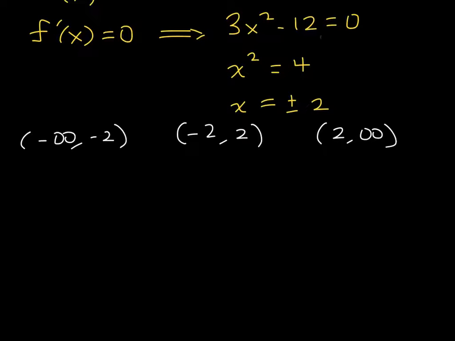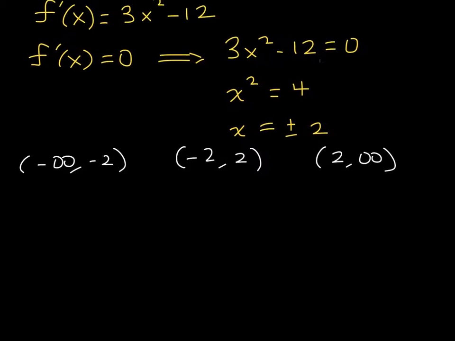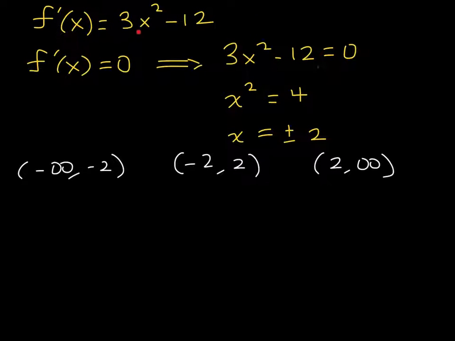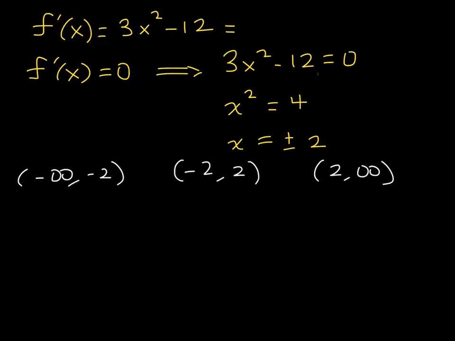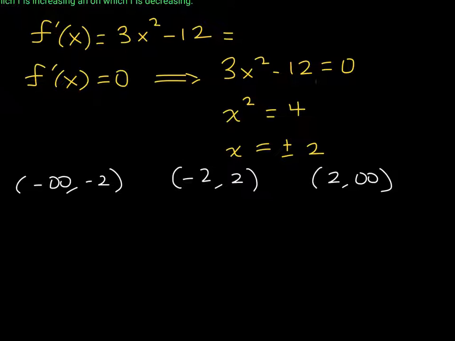Now, we want to track the sign of f prime. Let's not forget where f prime is. F prime is right here. What might be easier is if you'll allow me, come back up here and factor. If you factor out a 3, then you'll have x squared minus 4, which is x plus 2 times x minus 2.